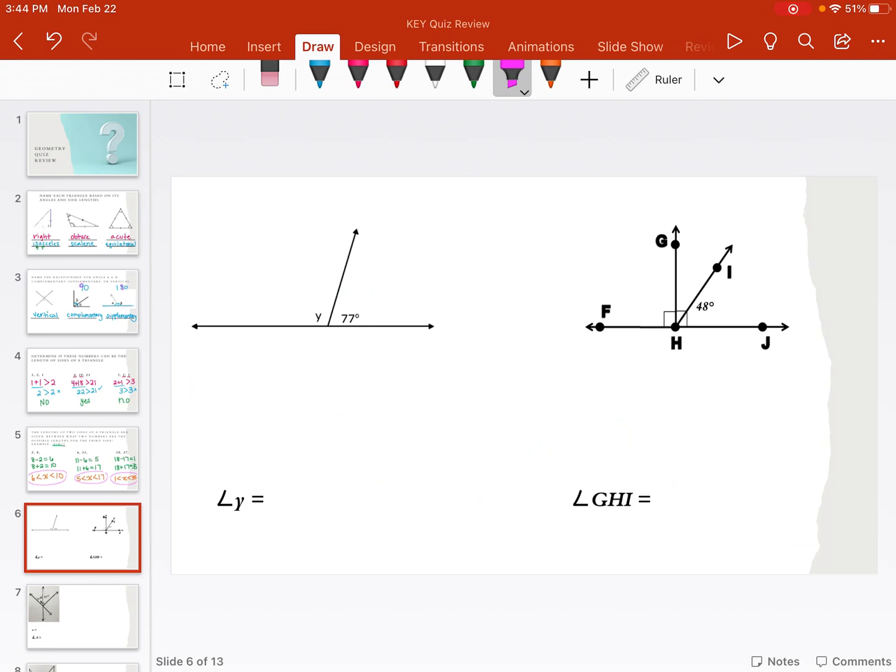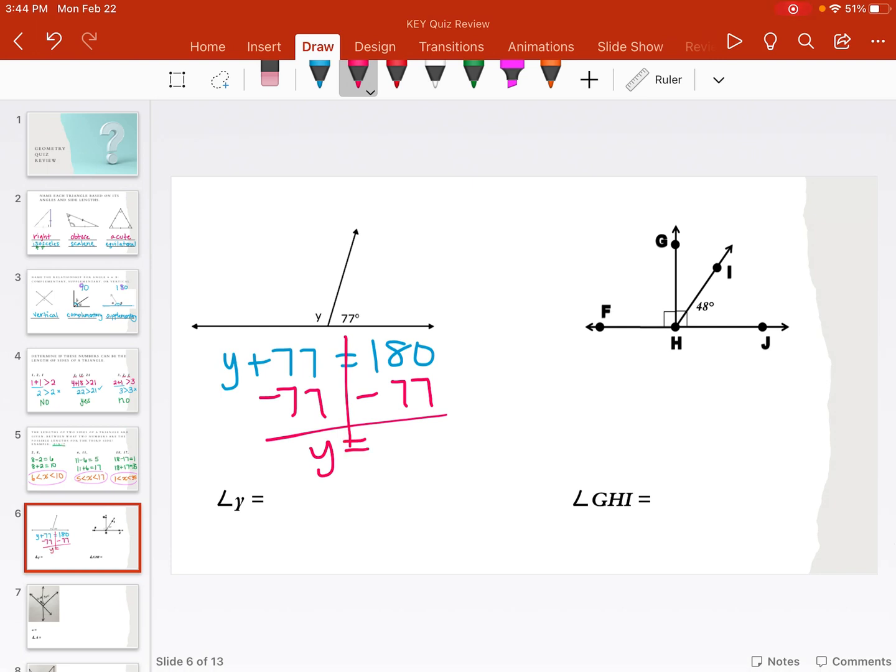All right, let's talk about solving for different angles. So we have to always think about what our angle relationships are. So for this first problem, the two angles together are making a straight line, which is supplementary. The supplementary relationship is equal to 180, so I have y plus 77 equals 180, and solve, so minus 77, I get y being equal to 103. So y is 103 degrees. Don't forget that degree sign because it is asking us for an angle.